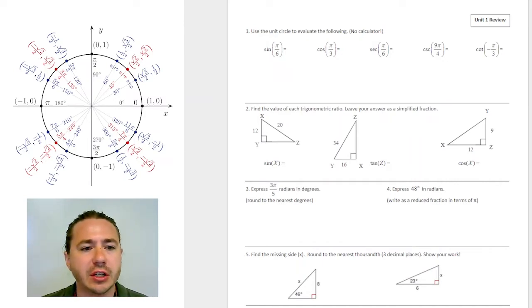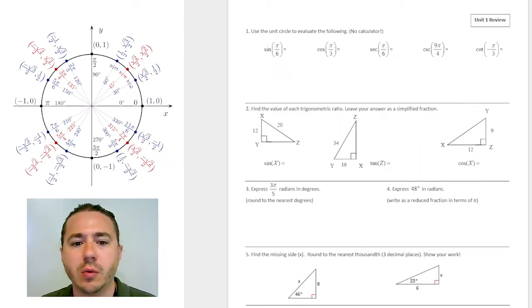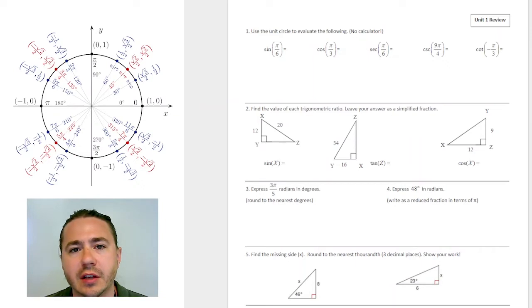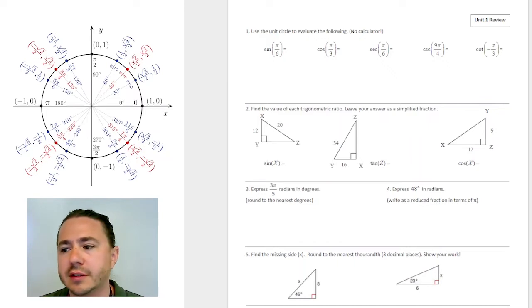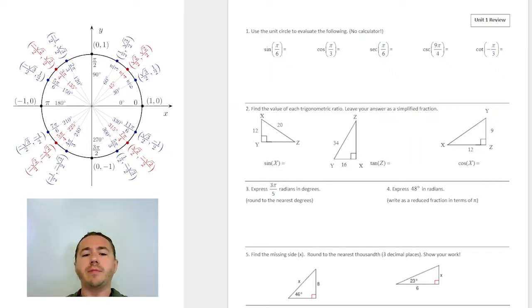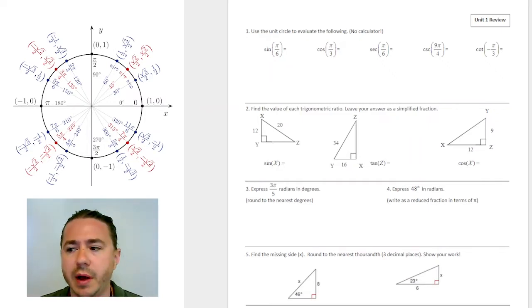This whole first section says use the unit circle to evaluate the following, sine of pi over 6 and so on and so forth. So what we want to do is try to locate where that terminal side is and then pull from the coordinates our answer here. So sine of pi over 6, if you look right above, I've got the unit circle right up there, and you'll see that the coordinate at pi over 6 is root 3 over 2 comma 1/2. Now sine is talking about the y coordinate.